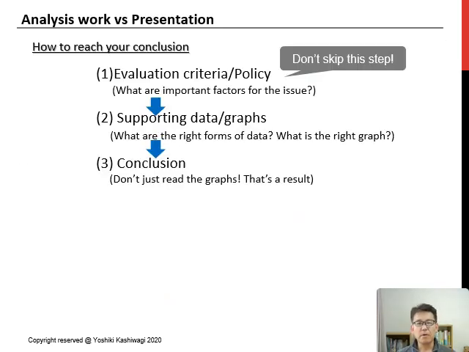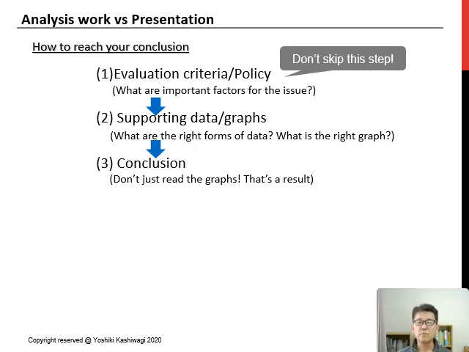Okay, let's review what we have learned so far. First of all, how to reach your conclusion. Again, before you touch the data, before you touch the keyboard, I want you to determine what is your evaluation criteria or policy. In other words, answer this question: what are important factors for the issue? Issue means your goal, objective, or problem. Total number is the most important, or risk or distribution is the most important, or time series, the trend, is the most important, or comparison with competitors is the most important. You have to define it to meet your goal. This is the first step.